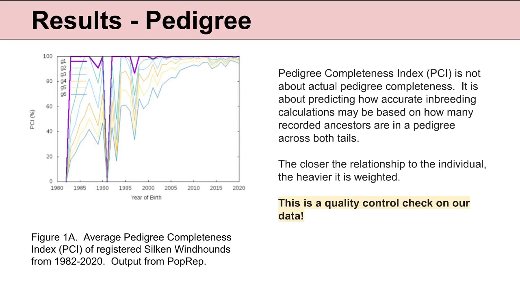So we're looking here at average pedigree completeness index, or PCI, of registered Silken Windhounds from 1982 to 2020. And this is output from PopRep. Pedigree completeness index is not actually about pedigree completeness. It's about predicting how accurate inbreeding calculations may be based on how many recorded ancestors are in a pedigree across both tails. So the closer the relationship to the individual, the heavier it is weighted. This is a quality control check on our data. So it's really important that we have the accurate pedigrees that we're going to be looking at.